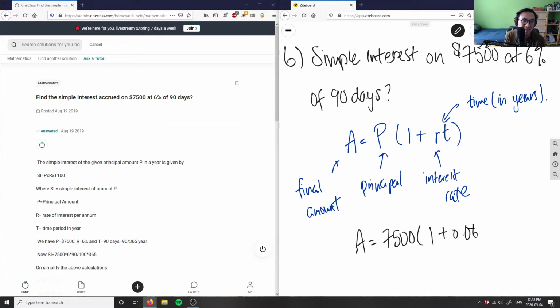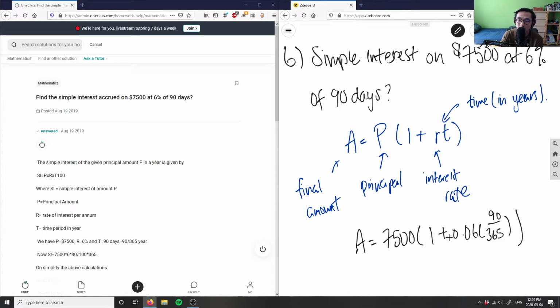0.06, or you can think of it as 6 divided by 100. That's our R value, and we multiply it by our T value in years. In this case, we have 90 days, so it's not multiplied by 1, because 1 would be 1 year. We have to write a fraction to figure out what 90 days of a year is. So I can simply put 90 over 365, because we know that there are 365 days in a year. So this would be our formula.